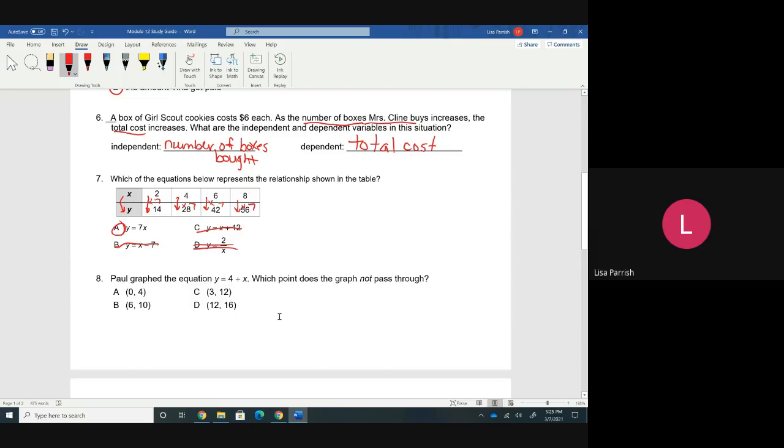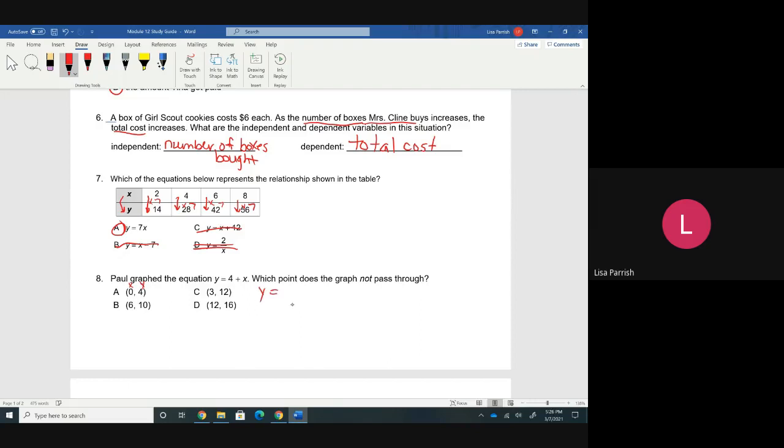Number 8, Paul graphed the equation y equals 4 plus x. Which point does the graph not pass through? Okay, now what you would do with this situation is, remember, in your ordered pairs, the first number is your x value and the second number is your y value. So what we can do is take each of these x values, each of the first numbers in the ordered pairs, plug them in for x, and see if you get the y value for your answer. Okay, so these you're going to have to kind of work out.